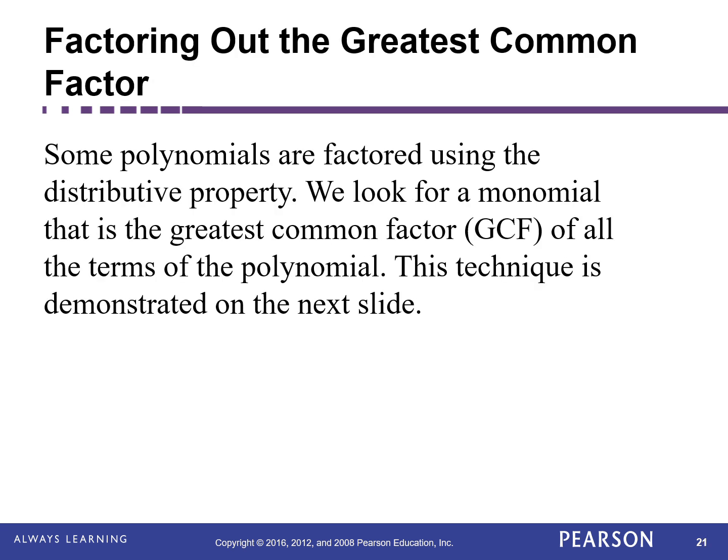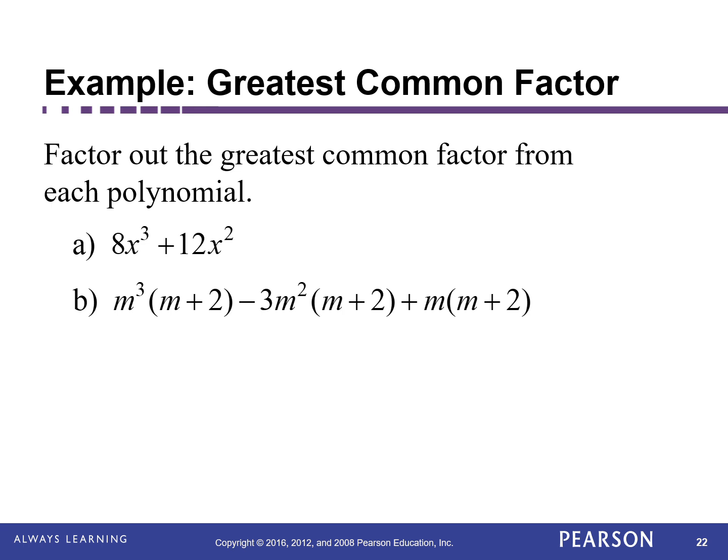Some polynomials are factored using the distributive property. We look for a monomial that is the greatest common factor of all the terms of the polynomial. This technique is demonstrated on the next slide. Here we want to factor out the greatest common factor from each polynomial. For a, we have 8x to the third power plus 12x squared. What do these have in common? Really obvious to see that they have an x in common. They actually have two x's in common. You could pull an x squared out of both. But what can you also pull out of 8 and 12? Should be able to pull a 4 out of both. So I should be able to pull a 4x squared out of both of these terms.